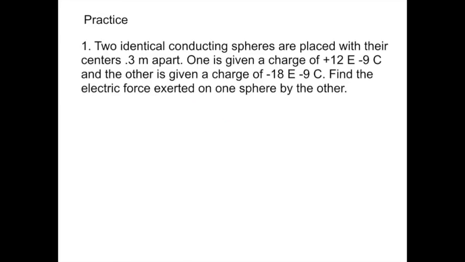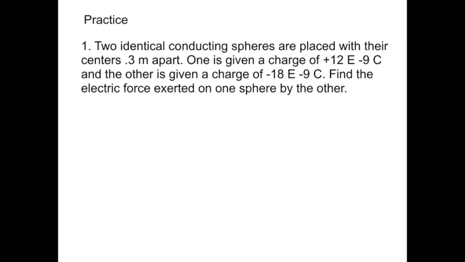Now it's time for some practice problems. Number 1. Two identical conducting spheres are placed with their centers 0.3 meters apart. One is given a charge of positive 12 times 10 to the negative 9th coulombs, and the other is given a charge of negative 18 times 10 to the negative 9th coulombs. Find the electric force exerted on one sphere by the other.